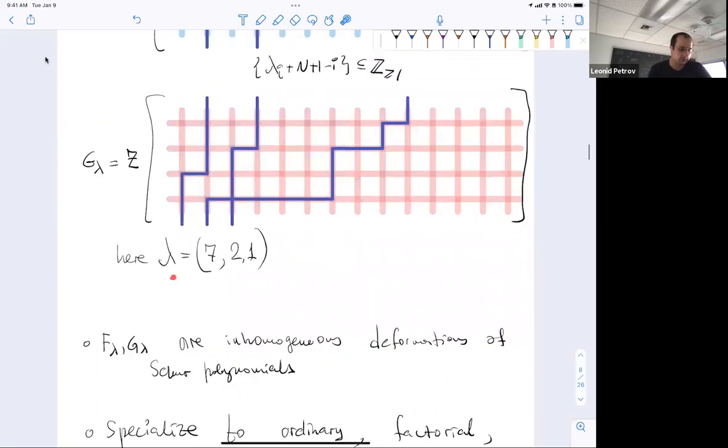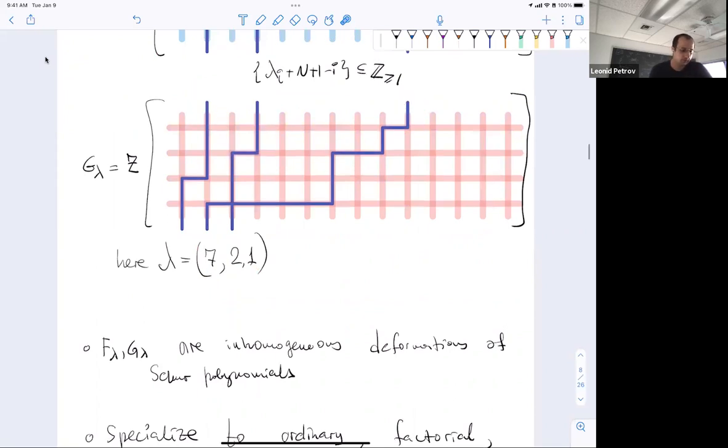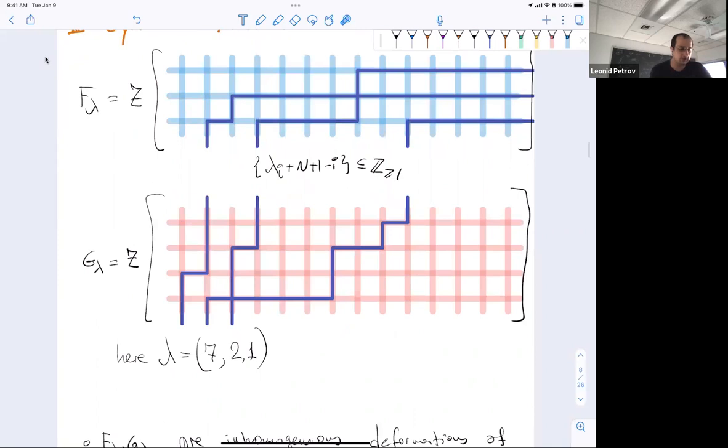So here lambda is (7, 2, 1). So this is going to be 7 plus 3, 10, 2 plus 2, 4, and 1 plus 1, 2. So the partition function is that when you squeeze them together and sum over lambda, you get the Cauchy identity, which we have proven above, again modulo some inequalities on parameters so that the sum converges.